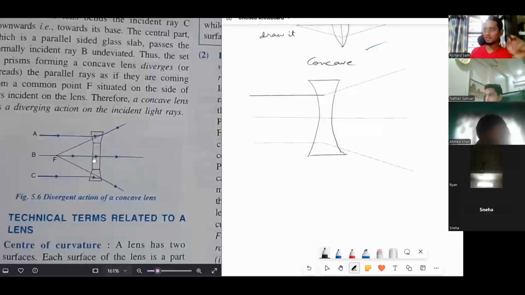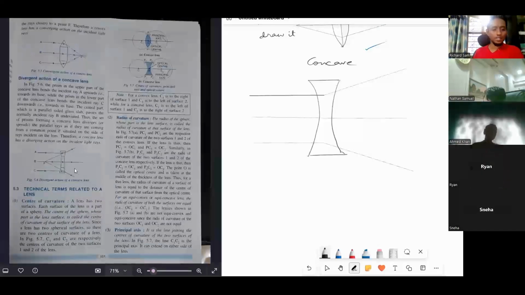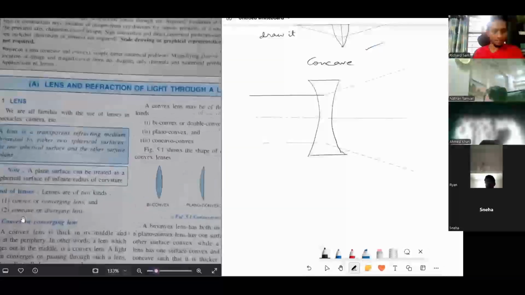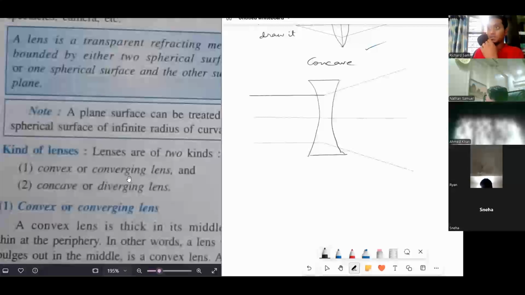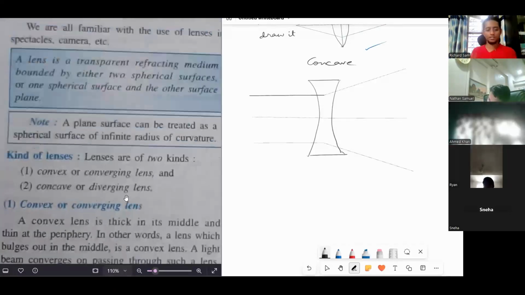This is a concave lens. What does the concave lens do? It diverges the rays. Diverge. It's called a divergent lens. See, in the beginning, they have written here the lenses. Convex lens is also called converging lens because it converges the light, brings them to one point. Concave lens is called diverging lens because it diverges the rays of light, separates them.